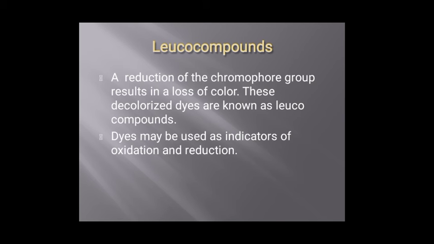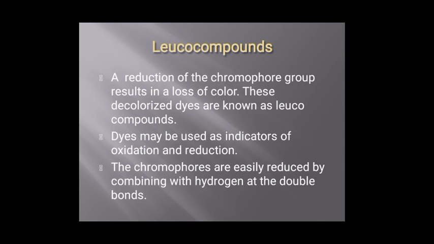Now the dyes may be used as indicators of oxidation and reduction. The chromophores are easily reduced by combining with hydrogen at the double bonds. They may be converted into leuco compounds whenever there is a reduction of the chromophore group within the dyes.